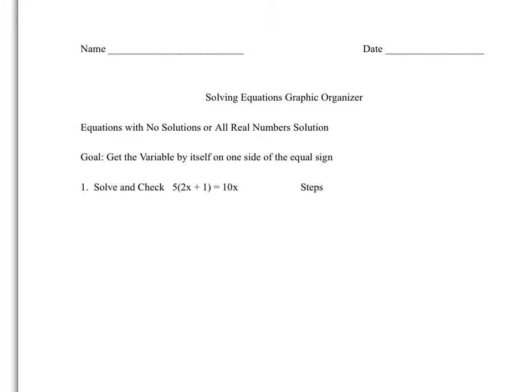First thing you always want to do is make sure to change any subtraction to plus the opposite. In this case, I don't have any subtraction. So my next step is going to be to distribute through the parentheses. So 5 times 2x, that's 10x. 5 times 1 is 5, that's going to equal 10x.